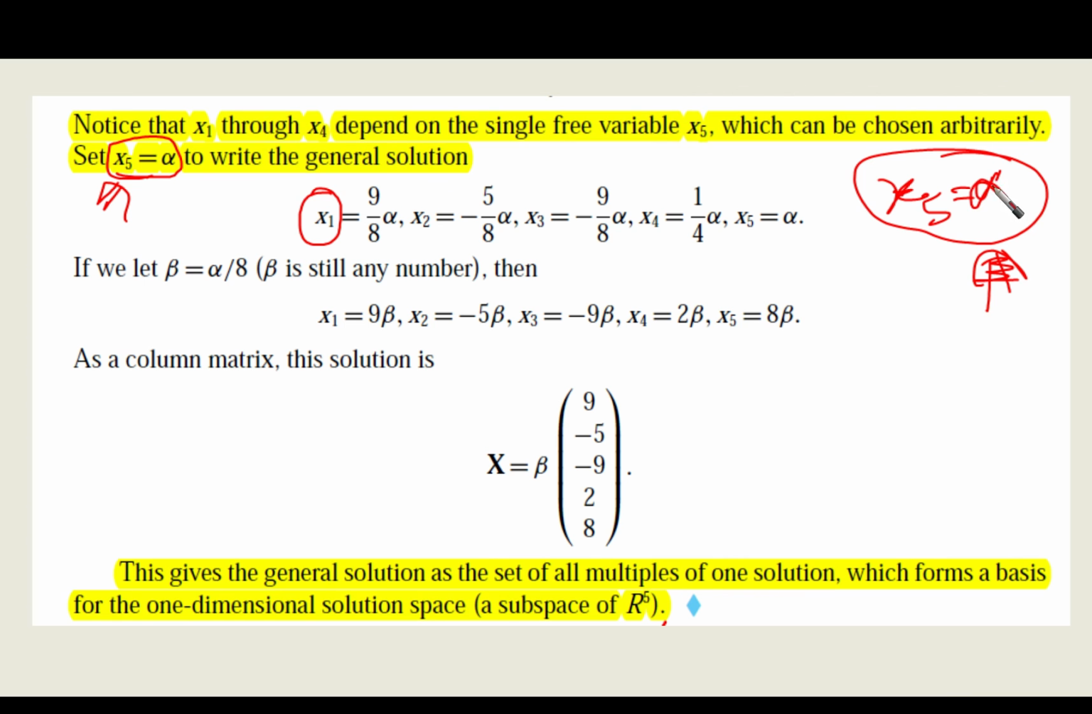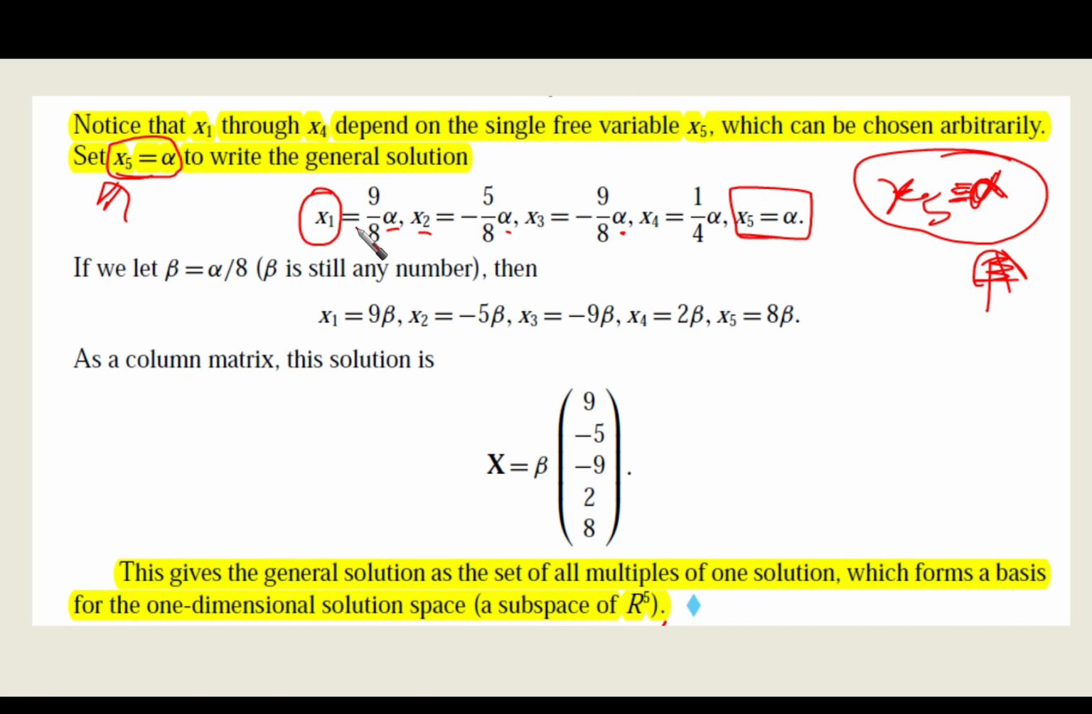As I said, it's only a transformation of the designation. It does not have any impact on our mathematics. We just put it in a neater form. So x1 is going to be 9 over 8 alpha, x2 equals minus 5 over 8 alpha, x3 equals minus 9 over 8 alpha, x4 equals 1/4 alpha, and x5 equals alpha.